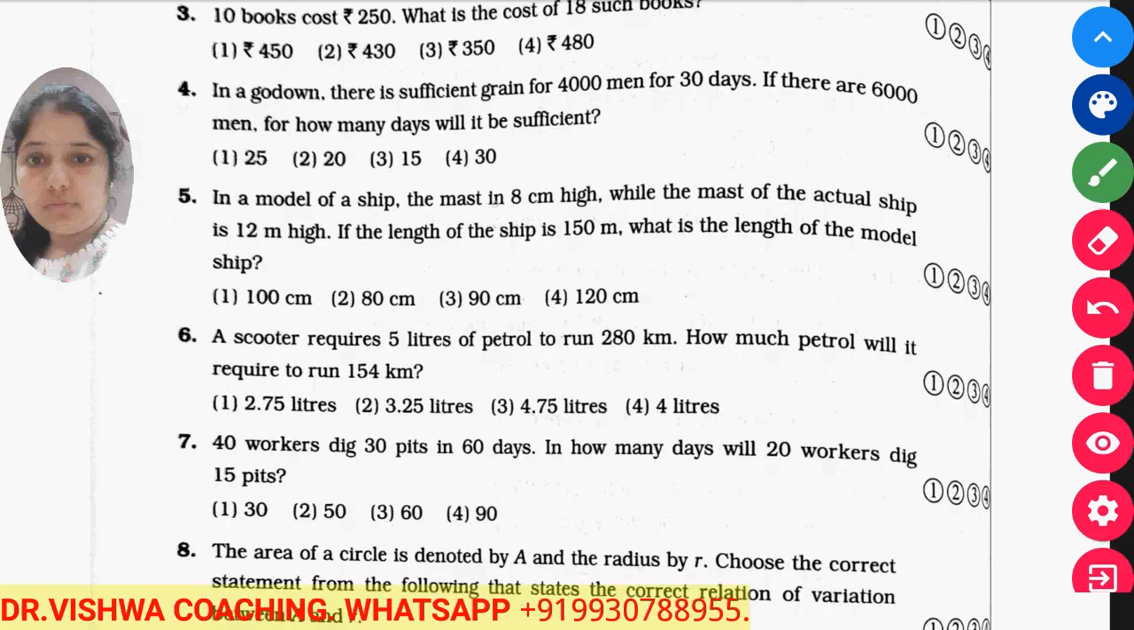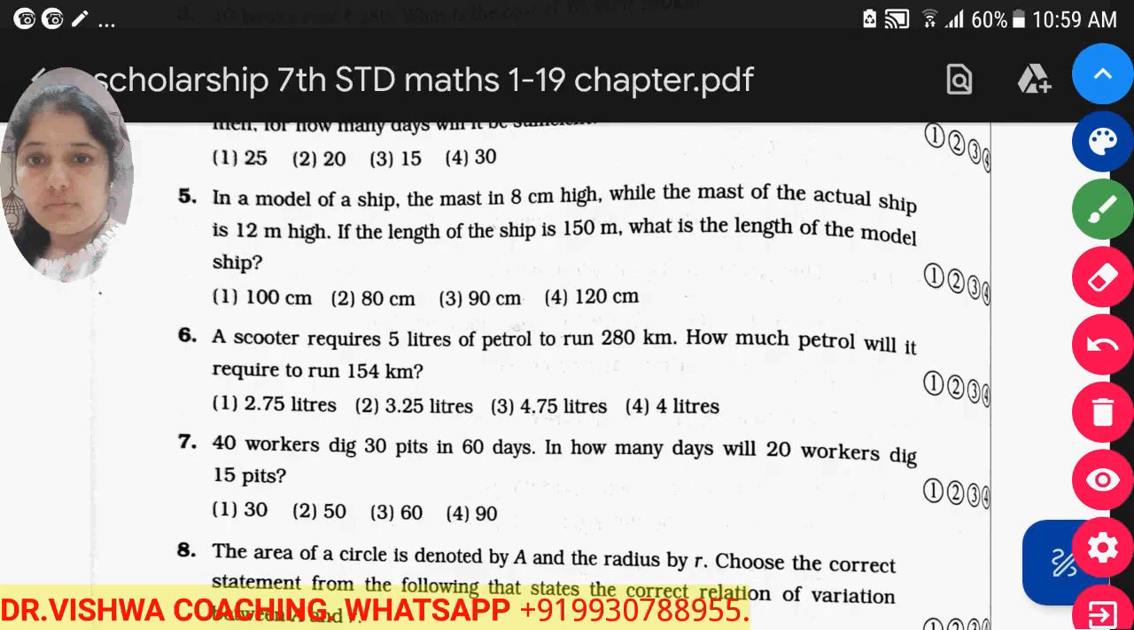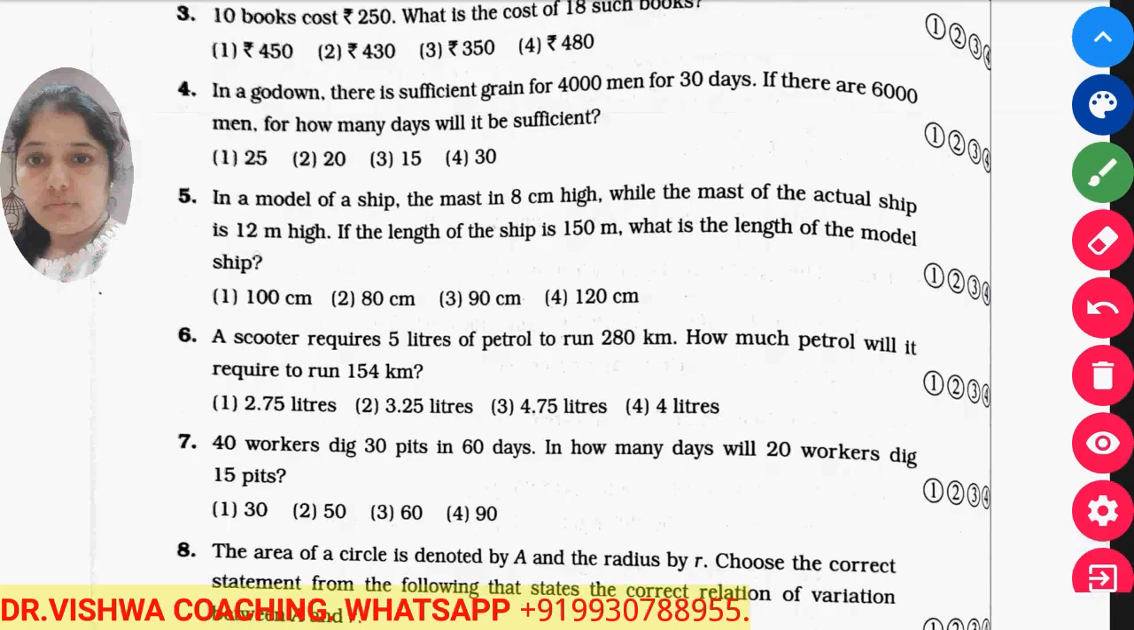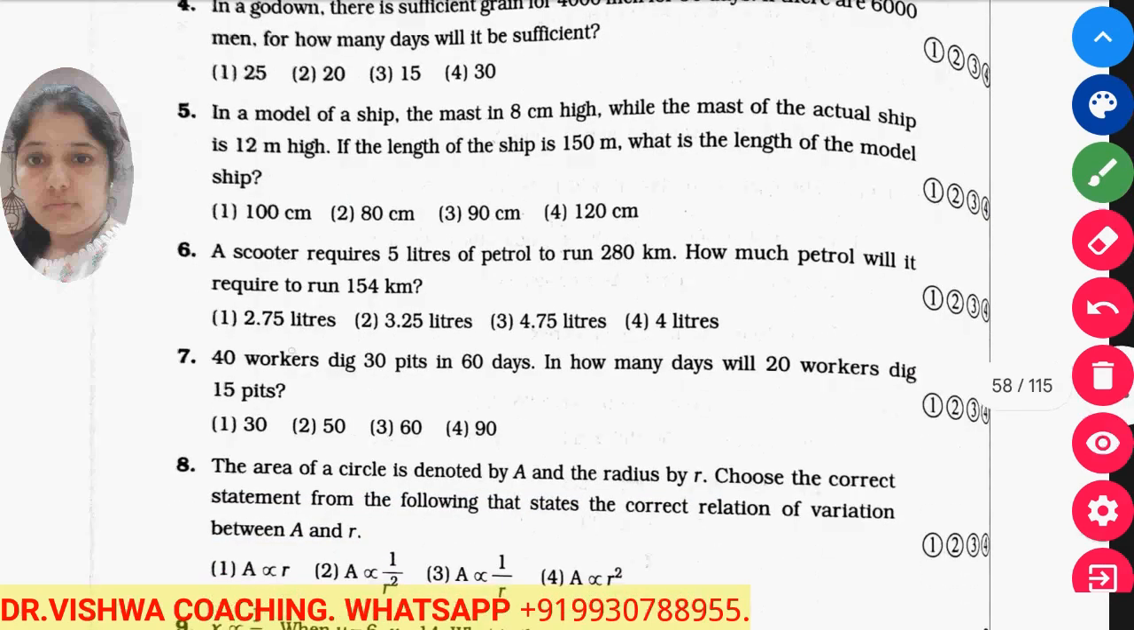Okay, now the next one. In a model of a ship, the mast is 8 centimeter high, while the mast of the actual ship is 12 meter high. Now if the length of the ship is 150, what is the length of the model ship? Again you can solve this. You have to convert meter into centimeter first and then solve the problem. Now a scooter requires 5 liter petrol to run 280 kilometer. How much petrol will it require for 154 kilometer?